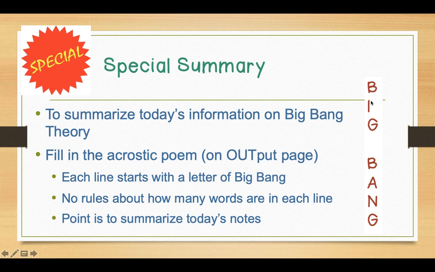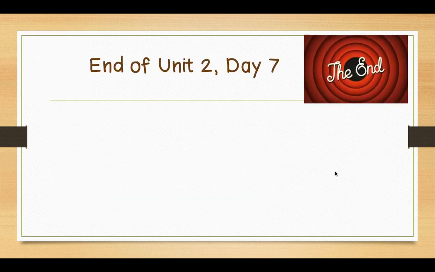So somewhere in there, you've got different parts of our notes that start with B's, different parts of our notes that start with I, different parts that start with G, and it kind of reads like a story or a poem that summarizes the Big Bang Theory. So it's just a creative way to do our summary, a little bit special. So you have to think about it in a little bit different way. It helps your brain stretch a little and grow and learn instead of just doing a normal summary. And that brings us to the end.